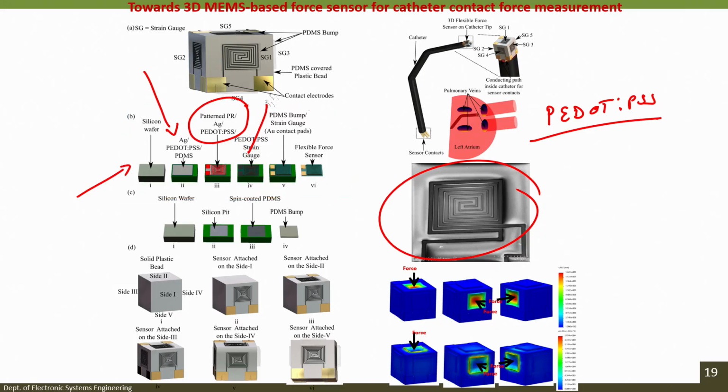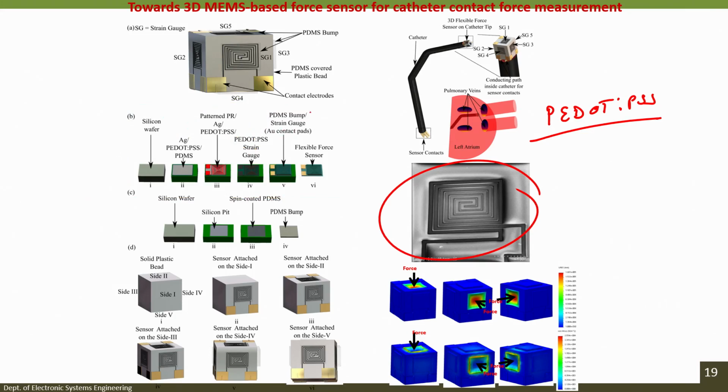Why have we used PEDOT:PSS? Because we want to make a strain gauge, and PEDOT:PSS is not only conductive, but it is a piezoresistive material. You should understand what is piezoresistive and what is piezoelectric, right. You apply pressure, change in resistance, piezoresistive; apply pressure, changes voltage, piezoelectric.